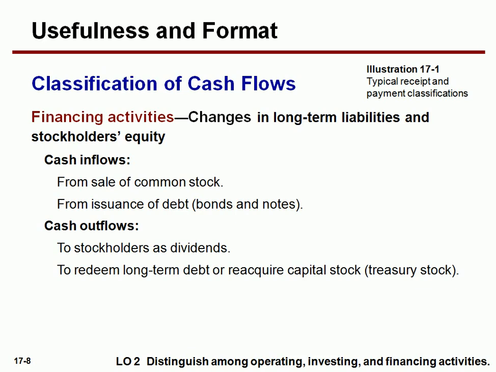The second is to redeem long-term debt or acquire capital stock, like treasury stock. It means that the entity wants to buy back a particular debt, say a bond, or a particular share. So they pay cash and then get that particular bond or stock, so they have to pay cash in return. So it is a cash outflow. This is what financing activities are all about, and you may find these kinds of items in your financing activities.